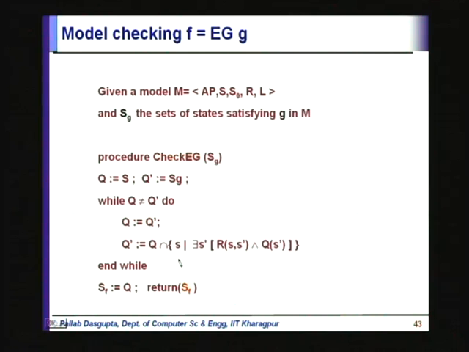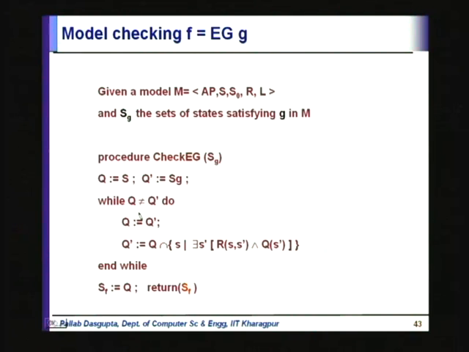This is the pseudocode of the algorithm. So, given a model M and SG, the set of states satisfying G in M, this is the procedure which checks EGG. So, Q is S, Q dash is SG, while Q not equal to Q dash, here instead of taking the union we take the intersection, and this is again the pre-image computation. And we go on doing this until the states grow smaller, smaller, smaller, and finally we reach an intersection.